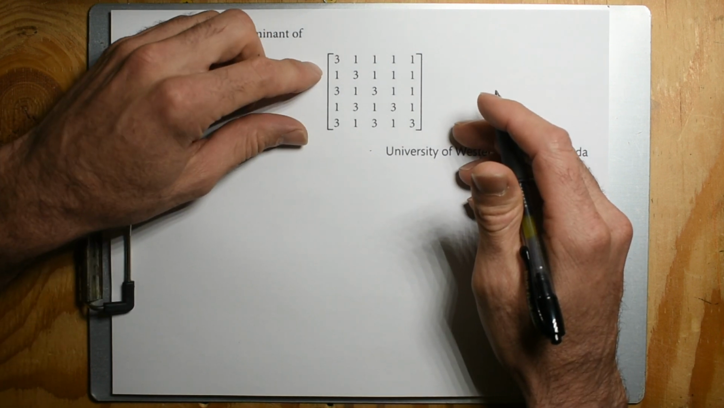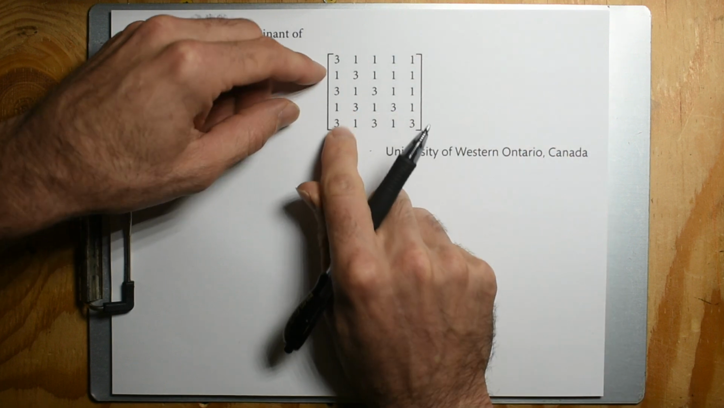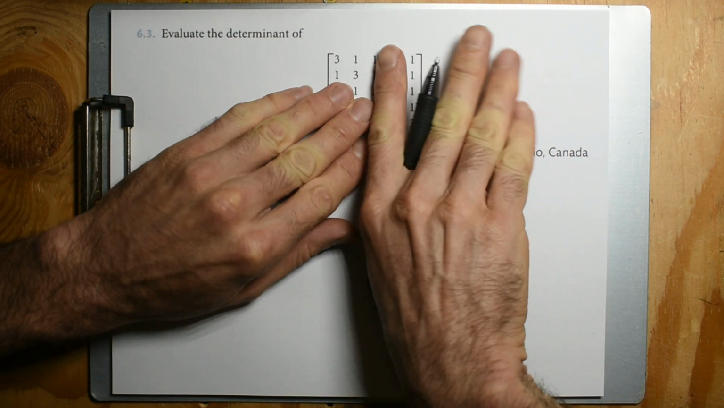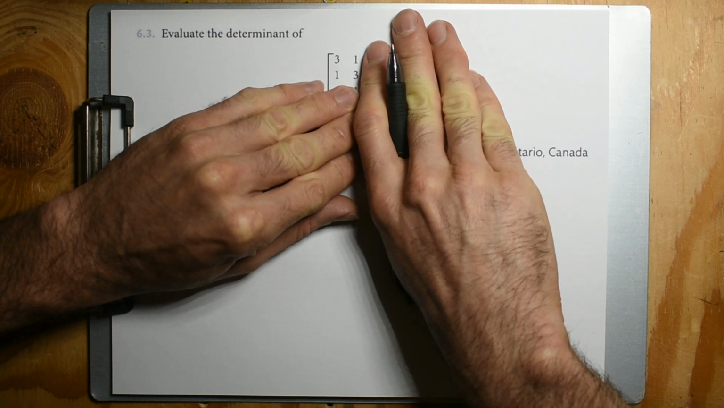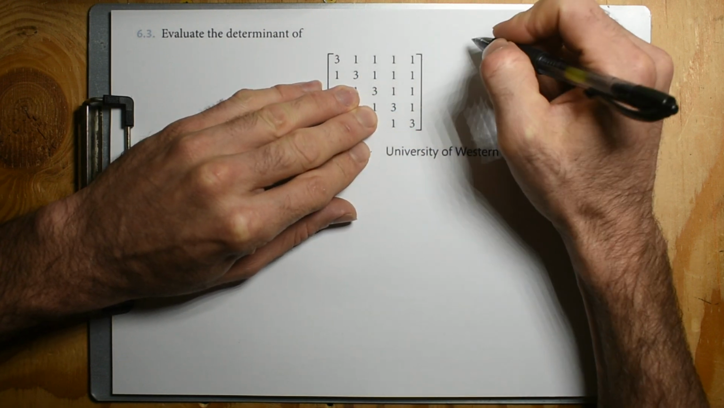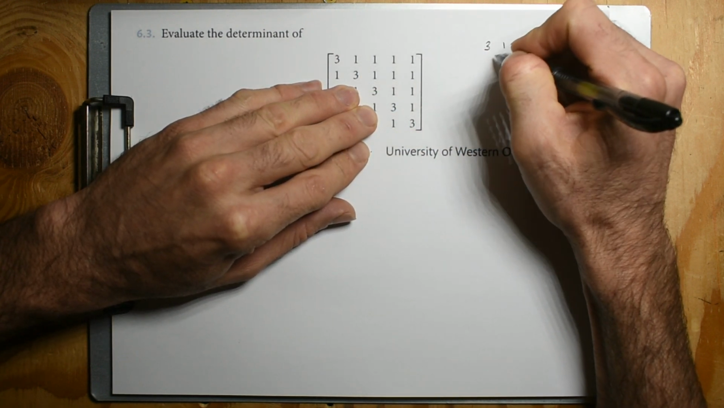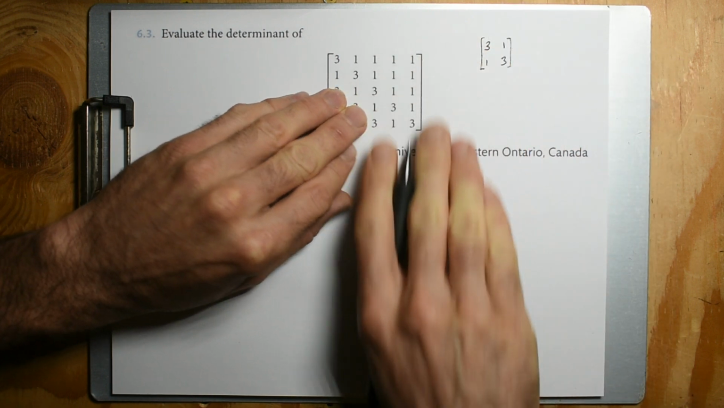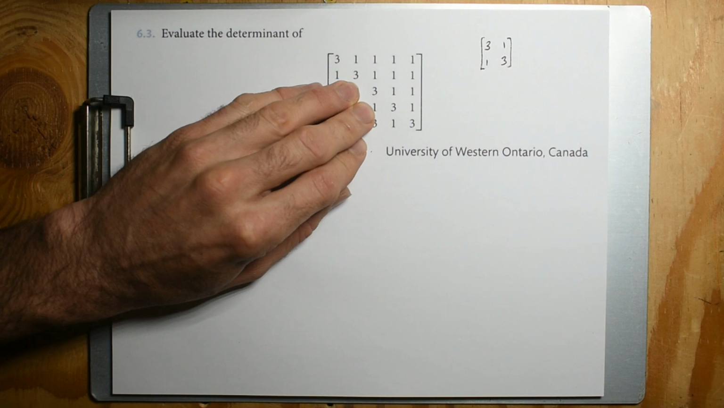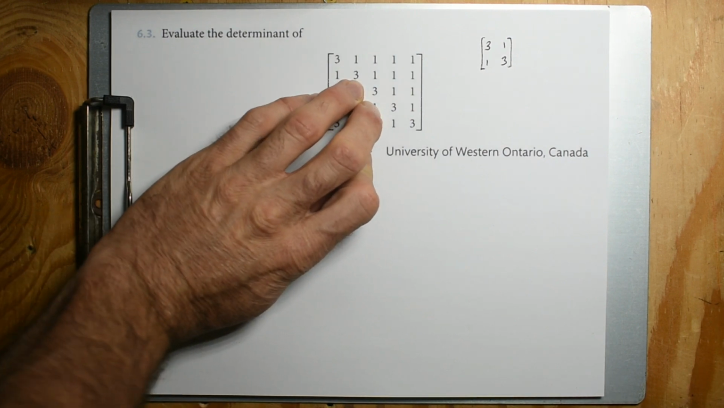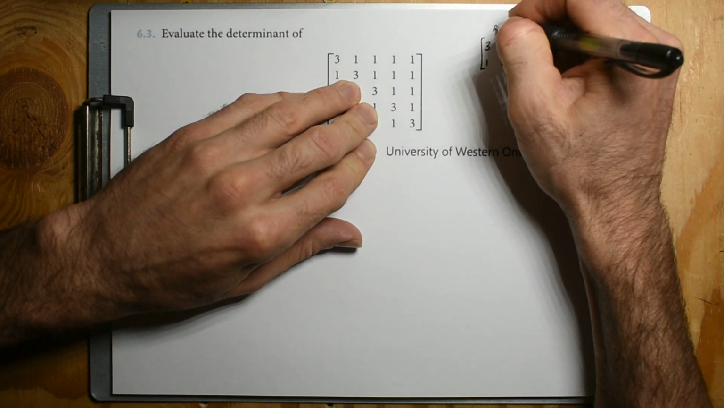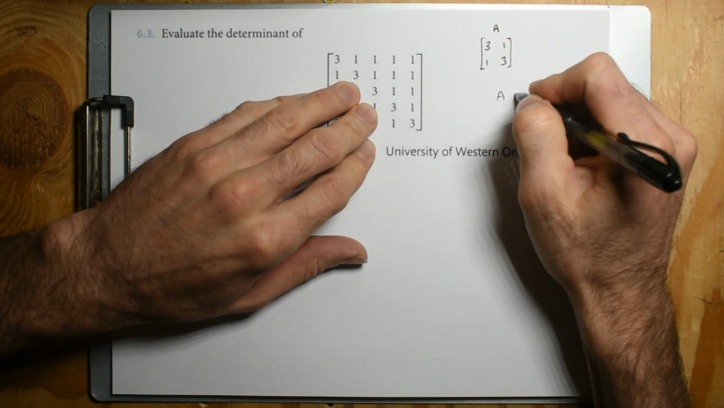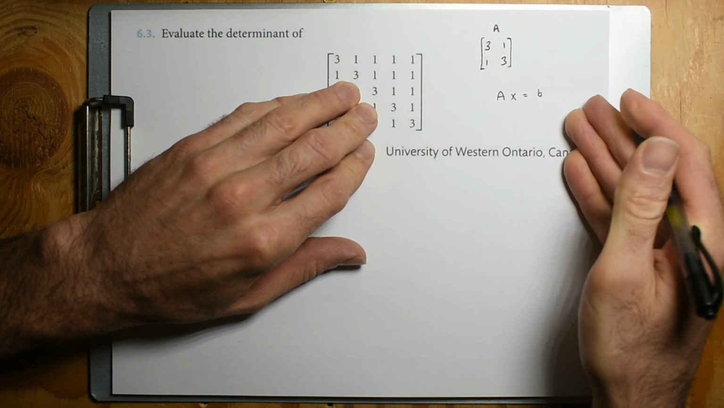So the elementary row operations that we're going to be using are to get this to be 0. Let's start real simple and say this is a 2 by 2 matrix: 3, 1, 1, 3. Now think of these row operations this way: this is matrix A, or X, because you have AX equal to B or something.